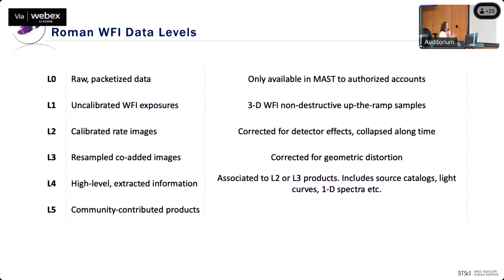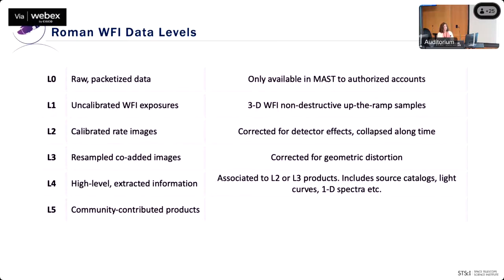So we have 5 different levels that are characterized by different formats and different levels of calibration. We start from level 0. Those are the raw packetized data that come down from the telescope, and those will only be available in master authorized accounts. You should not need to access them ever, but those then get processed and transformed into level 1s, which are the uncalibrated WFI exposures. So these are your 3D ramps. They're data cubes, and you'll be able to retrieve them from the archive.